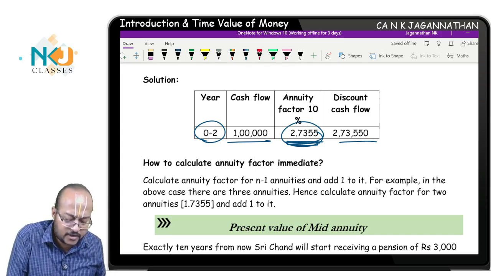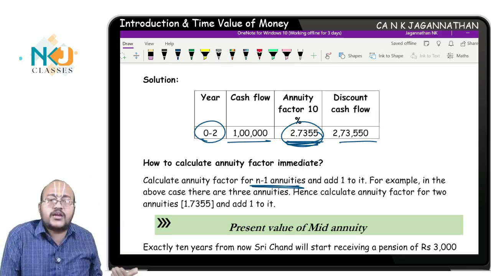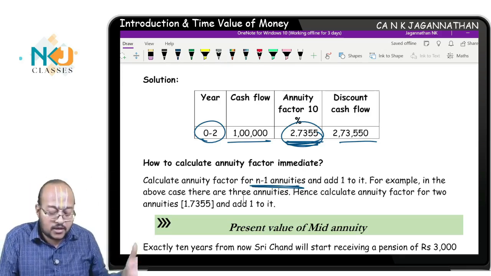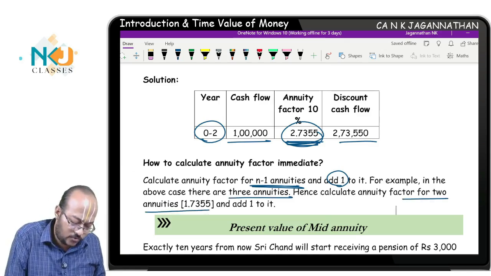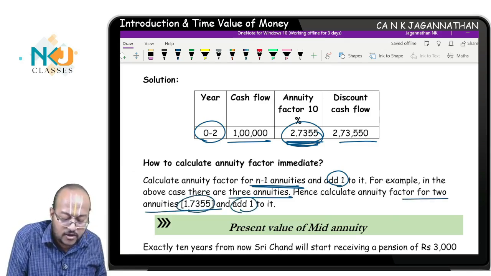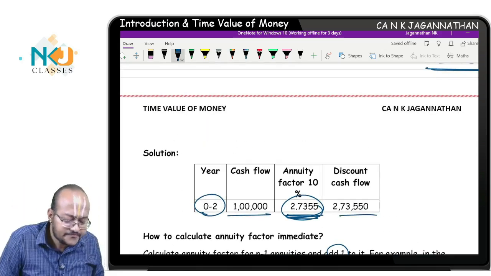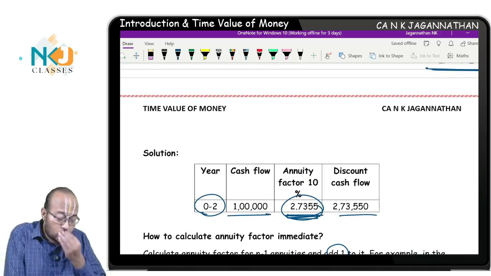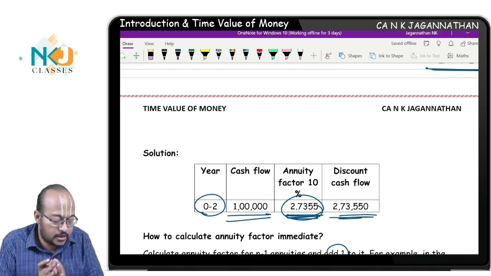Calculate the annuity factor for n-1 annuities. For example, in the above case there are 3 annuities, hence calculate the annuity factor for 2 annuities, you will get this much, and add 1 to it. So 2.7355. What is the interpretation here? Very simple. Year 0 to 2, the cash flow is 1 lakh, and the value is 2,73,550. What do you mean by that?